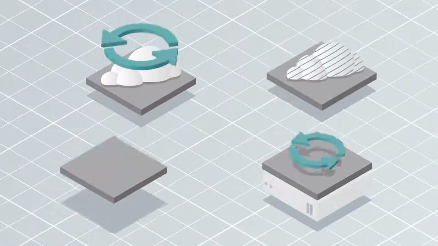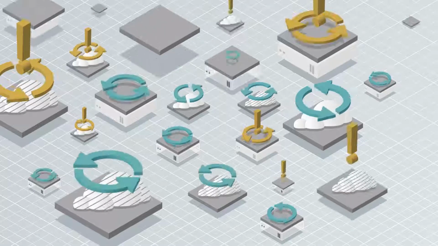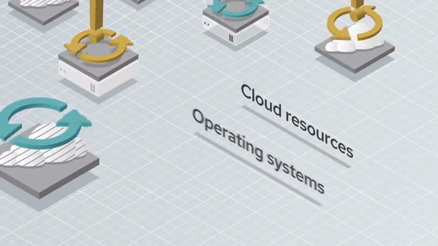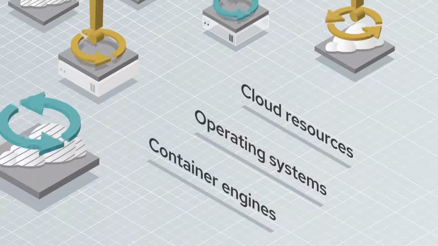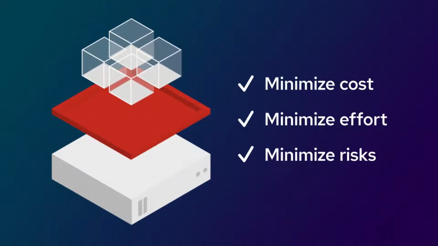Yet, when building and deploying apps, many organizations struggle to update and configure their underlying infrastructures, especially cloud resources, operating systems, container engines, and other components. Red Hat Enterprise Linux CoreOS helps minimize the cost, manual effort, and risks associated with these frequent changes.